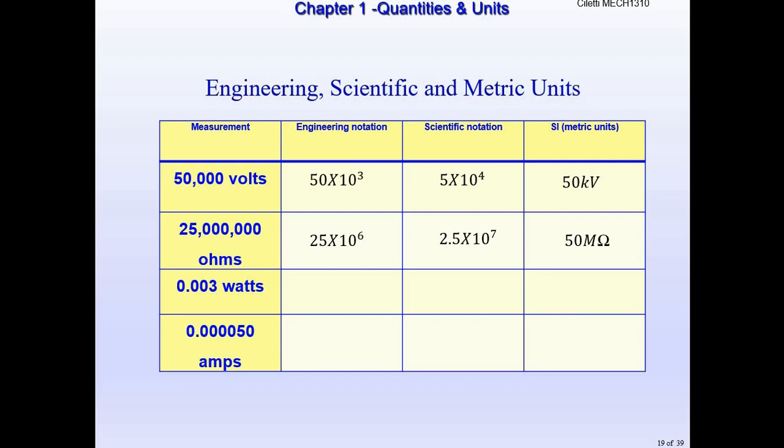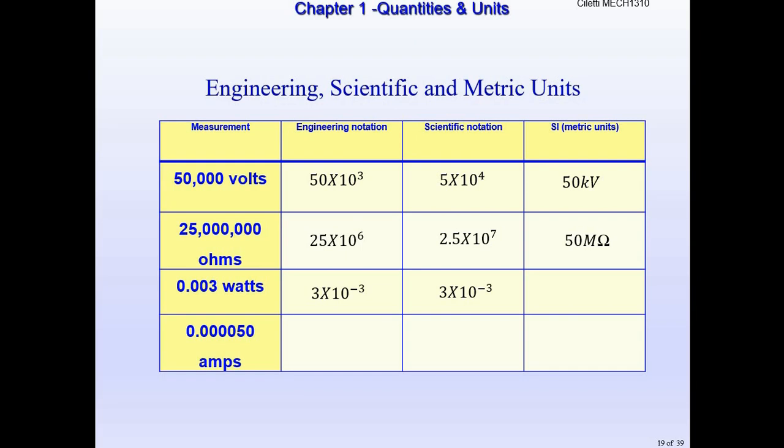All right, next we have engineering notation for 0.003 watts. In engineering notation, we're going to have to move that how many places? 3 places to the right, so we're going to get 3 times 10 to the negative 3. How about scientific notation? We also have to move it 3 places to the right and get 3 times 10 to the negative 3. This is a scenario where engineering notation and scientific notation can be the same.